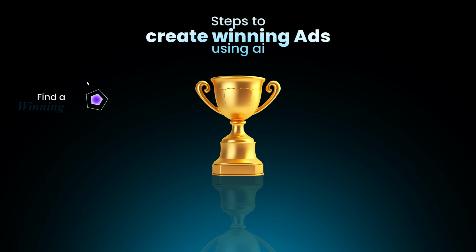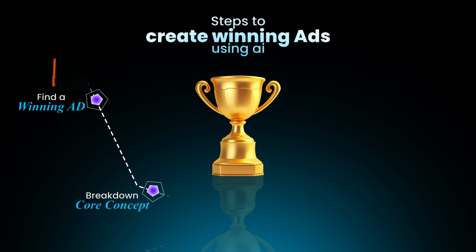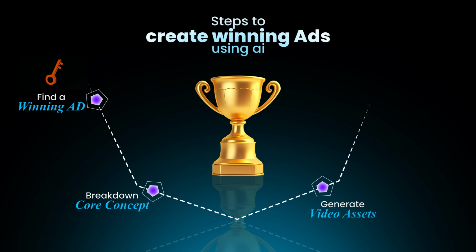So now you have the full process. Let's recap it really quickly. First, find a winning ad that is already getting engagement. That is key. Then break down what actually makes it work using AI, adapt that structure to your own product, then generate video assets, and finally stitch everything into a finished ad. And that's it. We're not trying to reinvent the wheel. We're just taking what is already working and making it our own.